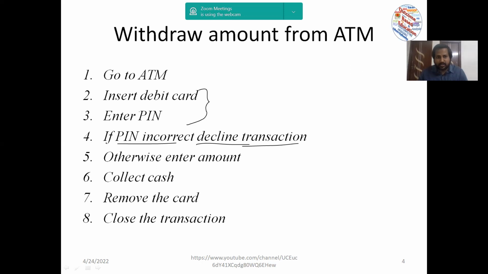Whether your debit card is going to be stuck in the machine or it is going to release. All these things, as a programmer, we have to think about beforehand, and we have to provide solutions for what to do in such cases to the machine. We have to tell it. That is a good programmer.